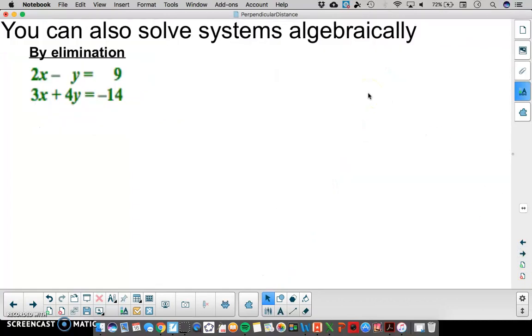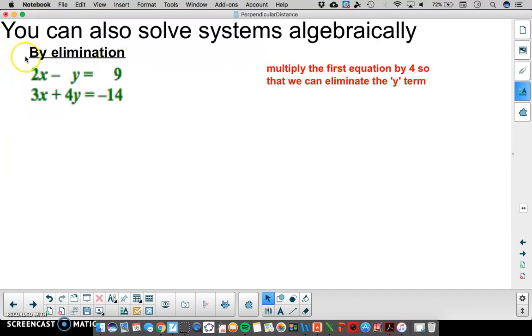We can also solve systems algebraically. The first method is by elimination. We are given these equations, 2x minus y equals 9 and 3x plus 4y equals negative 14. These are the same equations that we just looked at.